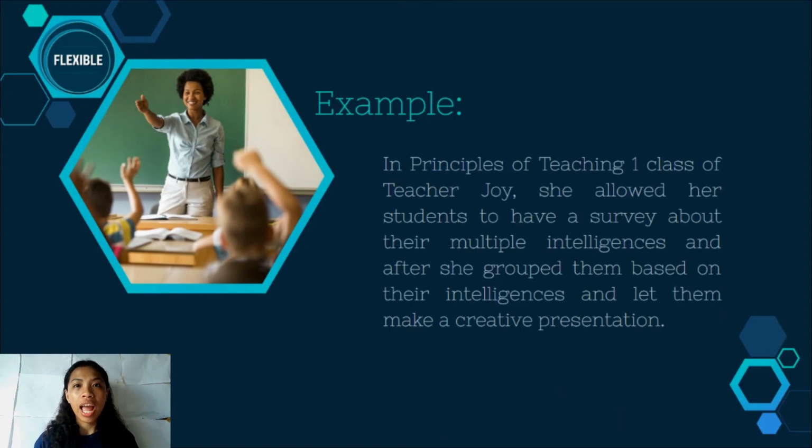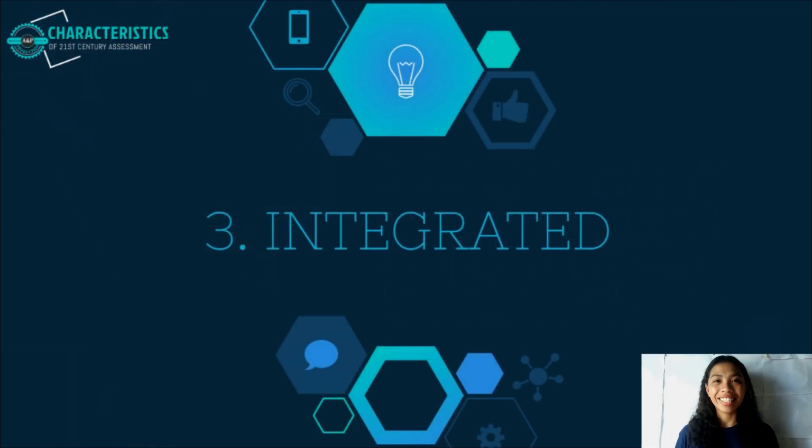So we have here an example. In Principles of Teaching 1 class of Teacher Joy, she allowed her students to have a survey about their multiple intelligence, and after that she grouped them based on their intelligences and let them make a creative presentation.